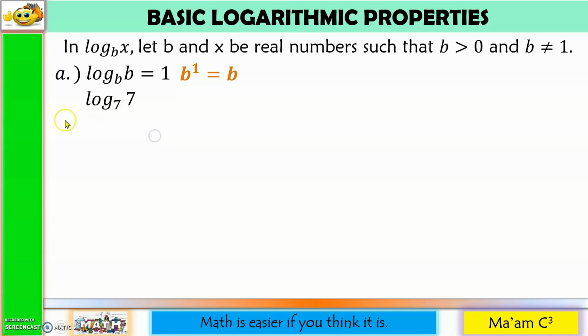So, if you have the logarithm of 7 to the base 7, automatic, the answer there is 1. So, the answer is 1 whenever your x is equal to your b.